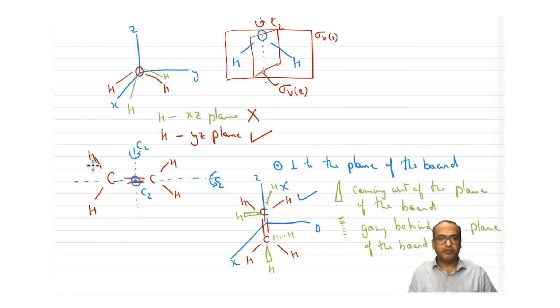I hope this should be very clear now. I have taken two examples which are particularly important because they have slight confusion about how to define the principal axis and so on. That's why I've chosen these examples. Okay, so now let's move forward with the inversion center.